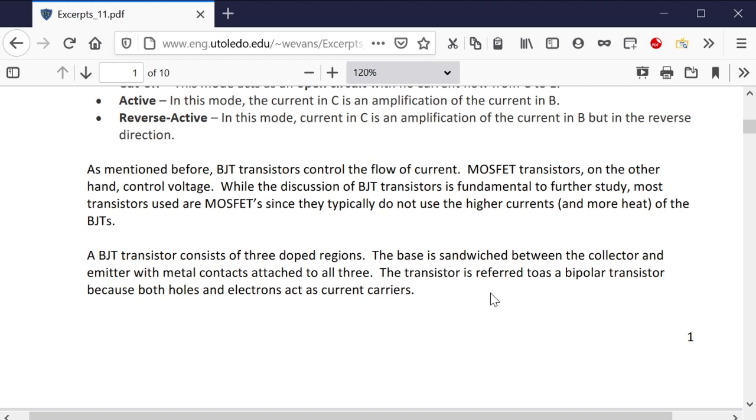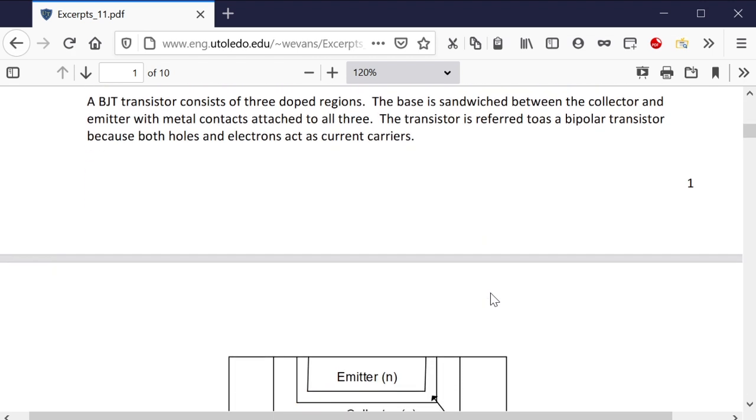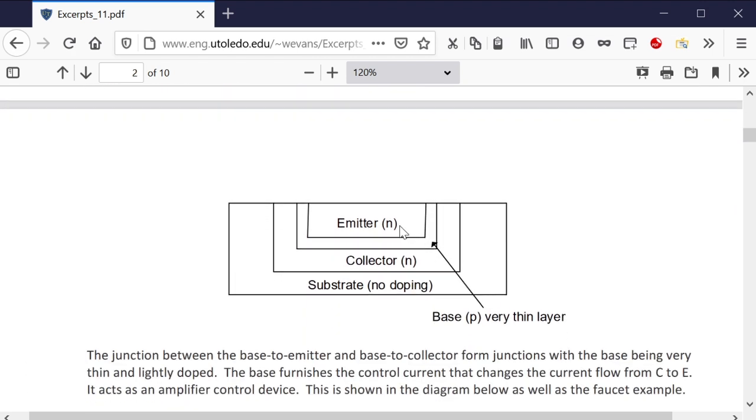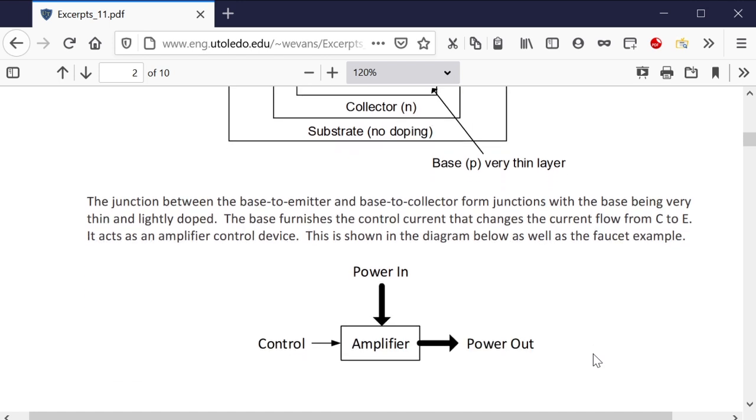So a bipolar junction transistor has three doped regions. The base is sandwiched between the collector and the emitter. This is what it looks like. There's an emitter, there's a collector, and there's a small sandwiched region in between the two called the base. And it works something like this. You have a bunch of power coming in, and you have a control, and you have power going out based on the control. You can turn the control up and down, and it lets the power go in or not go in.